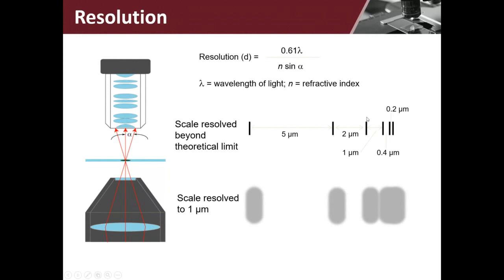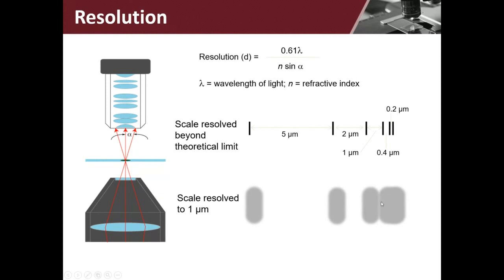So these are not drawn to scale, obviously. These are lines. These two lines are representing 5 microns apart. These two lines, 2, 1, 0.4, 0.2. If we were to look at it through a microscope, if they were 5 microns apart, we would see them as 2 separate lines. If they're 2 microns apart, we see them as 2 separate lines. When we get to 1 micron, we just barely see them as 2 separate lines. And under 1, they just look like one blob.